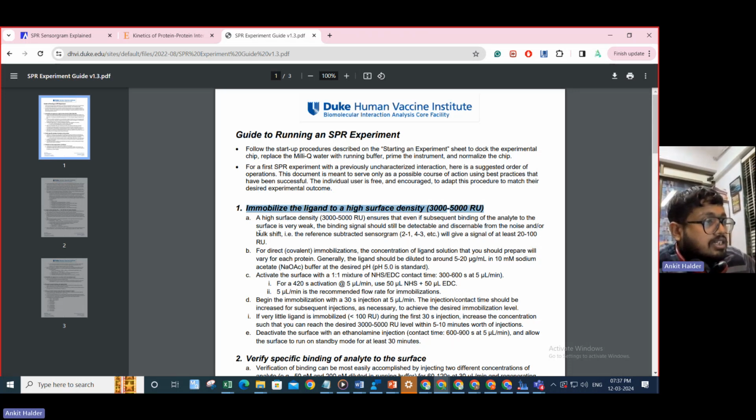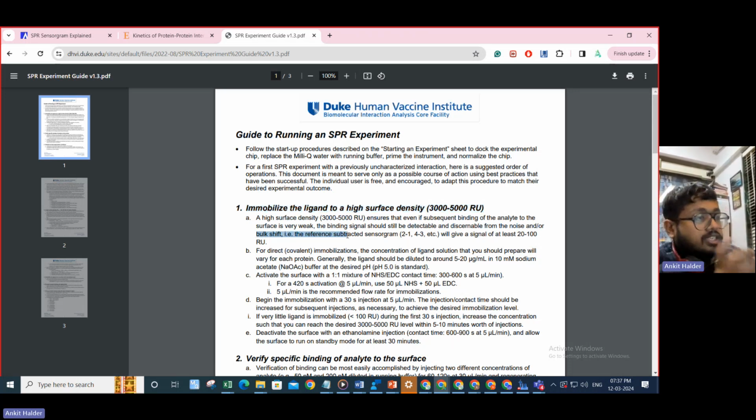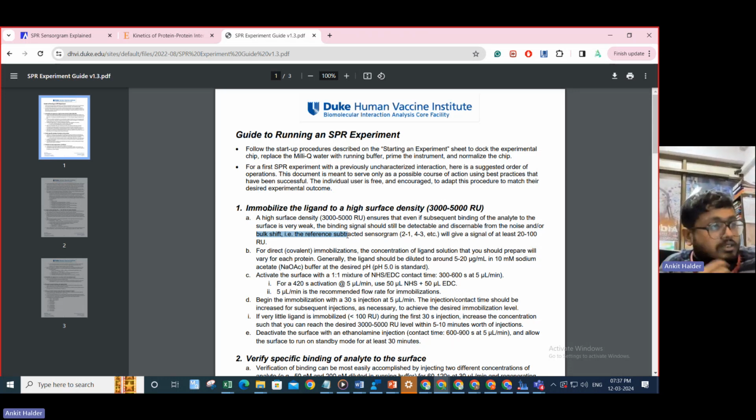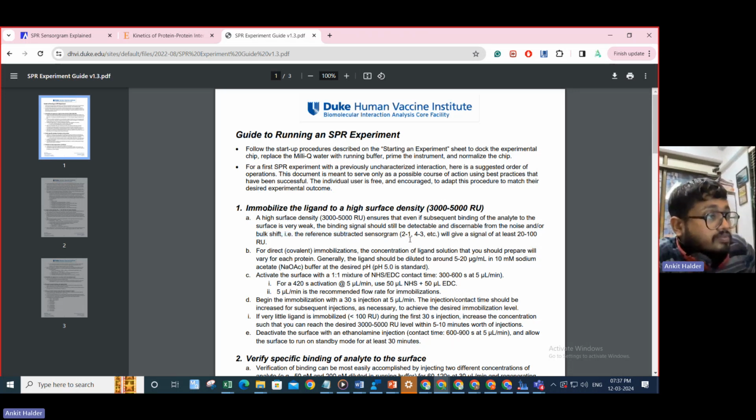So again, you can see the concept of bulk shift. That's why we had spoken beforehand about what a bulk shift and bulk effect is and how it is removed. That is a reference subtracted sensorgram, which will give a signal of 20 to 100 RU.